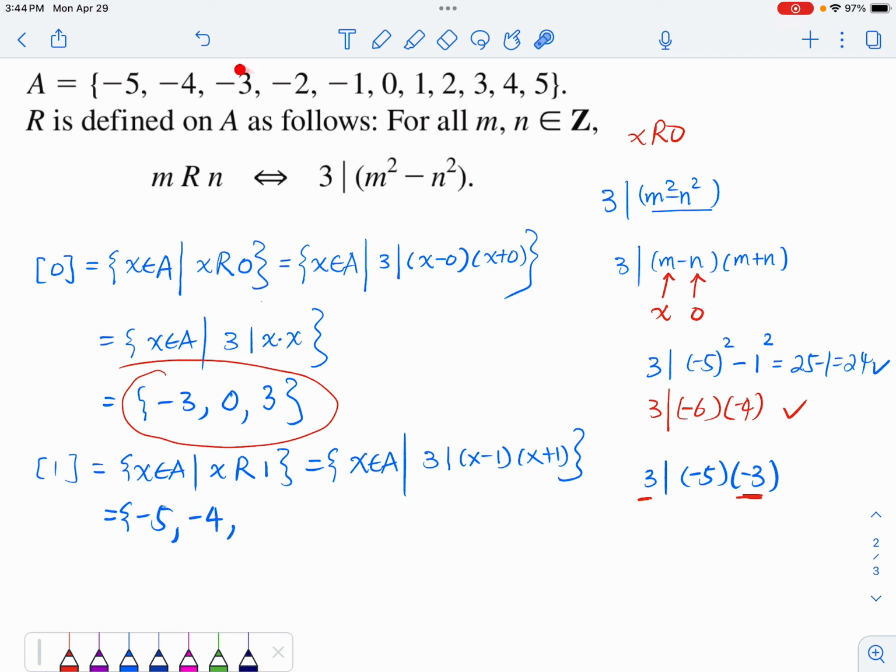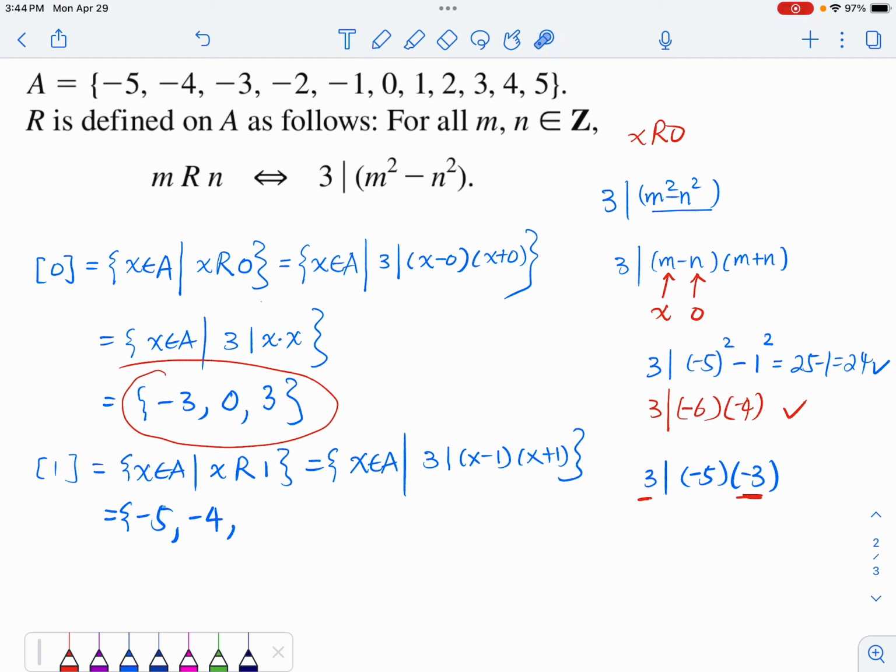And you do not need to try -3 because -3 is already in the class of 0. We can skip that. Since R is an equivalence relation, there's no way that two classes have something in common. That's not going to happen. So you know -3 should not be in here. Just repeat this process. Pause the video and try your own, and then finish up this problem.